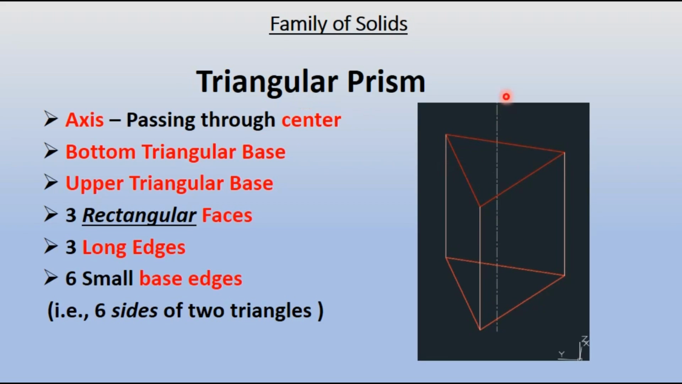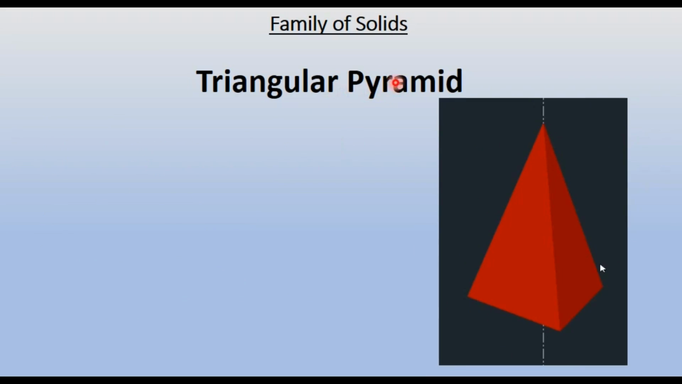So for the triangular prism, one more time, this is the axis line passing through the center. It will have a top base and bottom base. It will have three rectangular faces and three longer edges and six smaller edges. So previously we have seen the triangular prism.